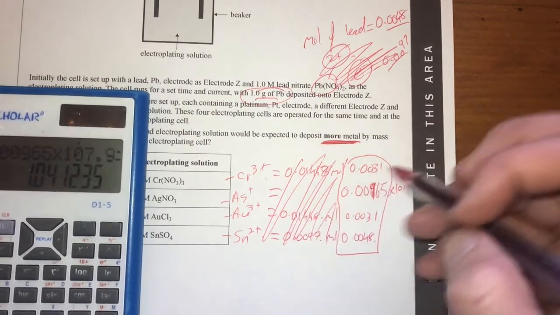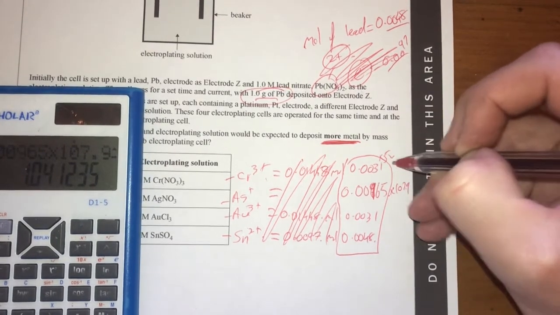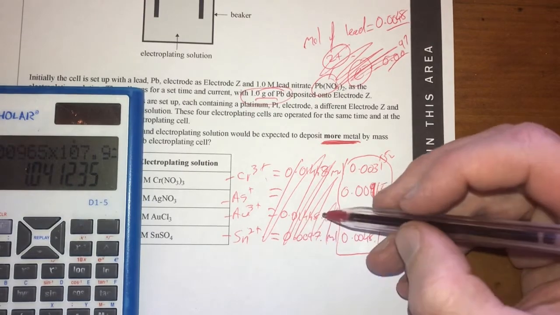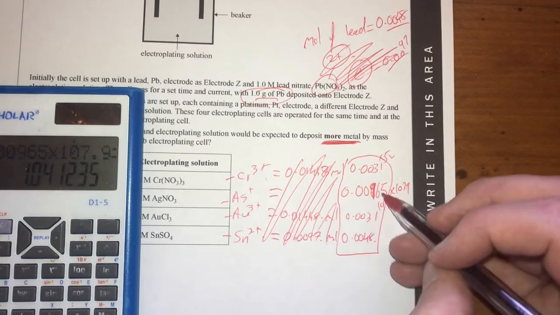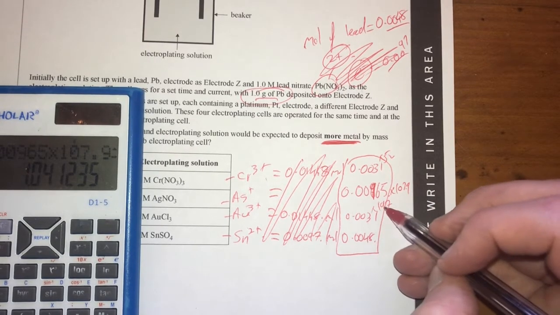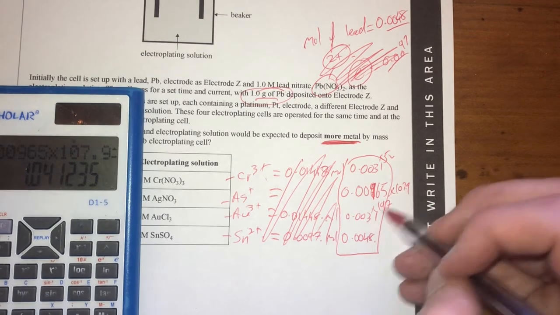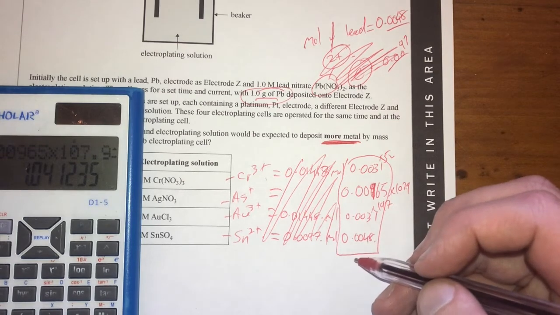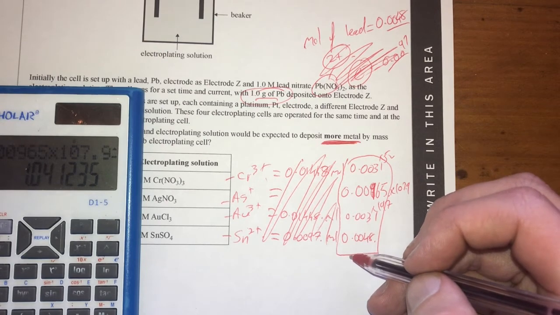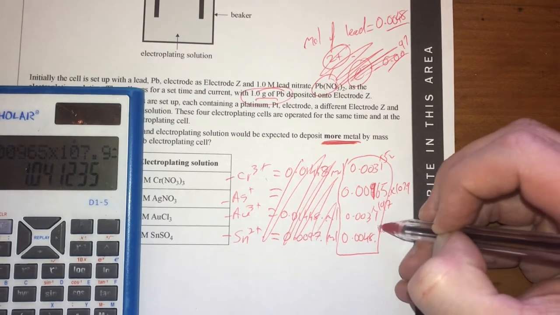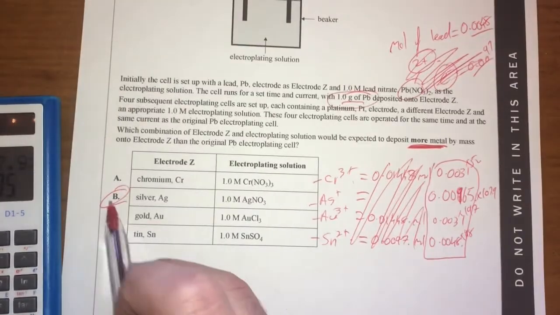Just for kicks, let's have a look at some of these other ones. The chromium molar mass is 52, so that is definitely going to be lower. The molar mass of gold is 197. If you think about it, this is a third of that, and it's timesing by less than double, so therefore it's going to be smaller. And the molar mass of tin, I'm pretty sure it's under 100 as well, so it's going to be pretty small. And tin is there, it's 118, sorry, 118. But yeah, definitely going to be smaller than the original one there. So B is our answer.